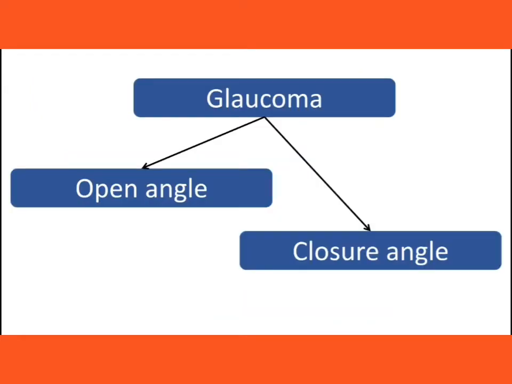In glaucoma, there are two types. One is open angle, another is closed angle. These are the only two types. Open angle has several types, and closed angle can be due to several reasons.